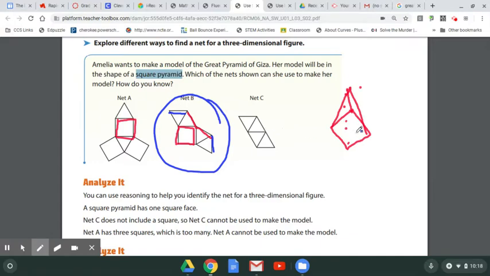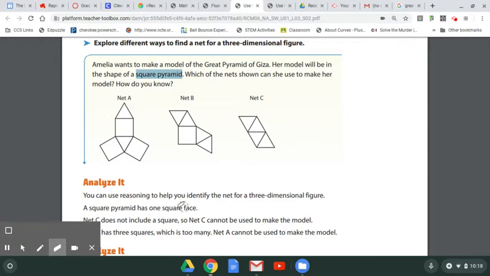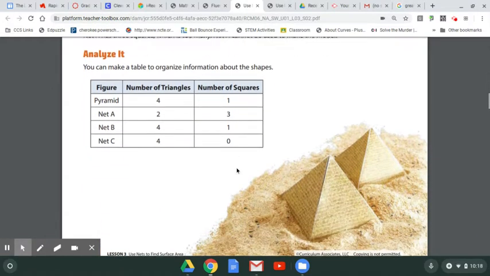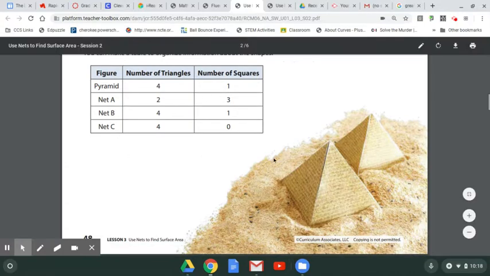Let's look at this one. Well, the base is a square. This does not have any squares in it. So this could not be it. So B would have to be it.